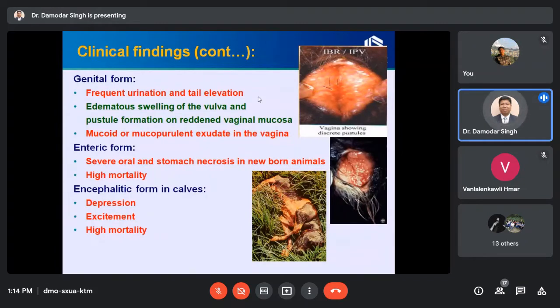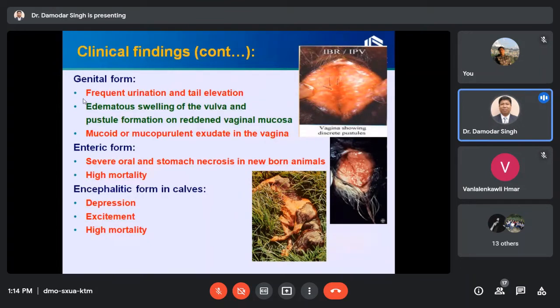urination. And some edematous swelling of the vulva, as well as the formation of pustular lesions on the reddened vaginal mucosa, as I am showing here. Okay, many pustular lesions on the vagina and vulva will be there, and it will be swollen and edematous, right? And in such cases, you may have some mucoid or mucopurulent exudation discharges from the vagina like this. Okay, it may be coming out of the vagina, and the animal may show this exudation. So that may be like some pus material is coming out.